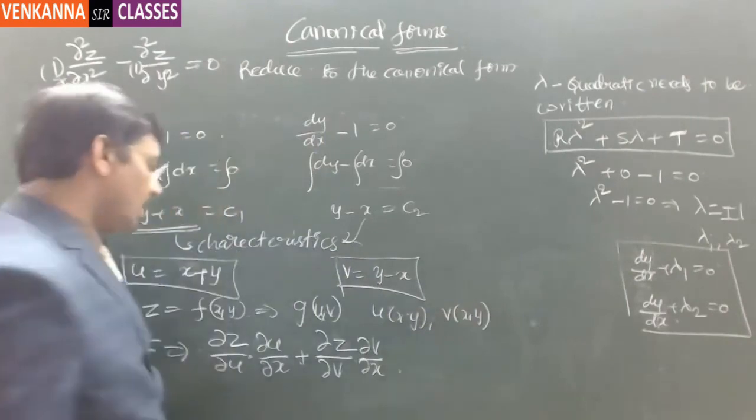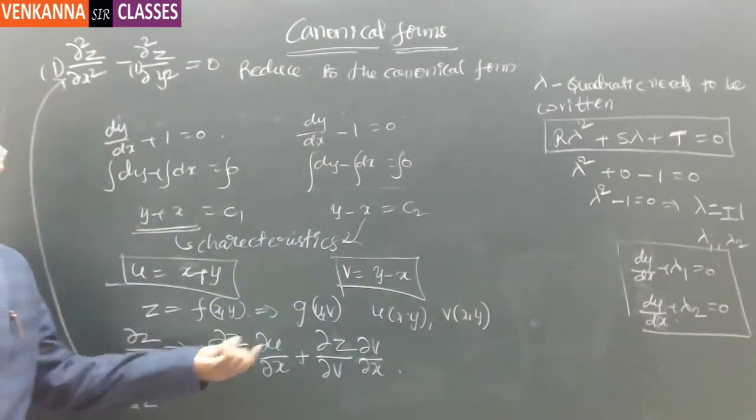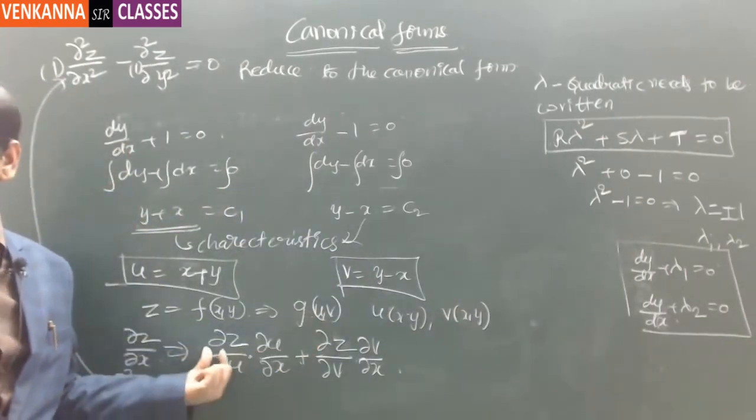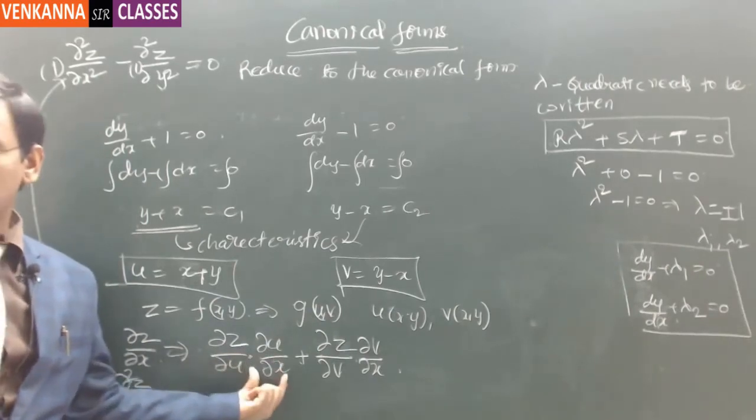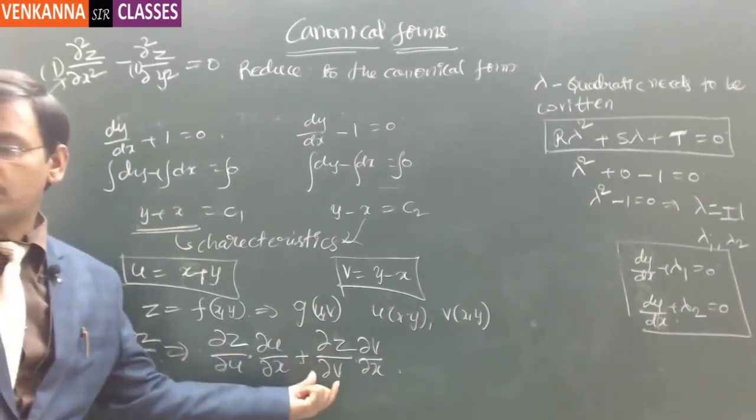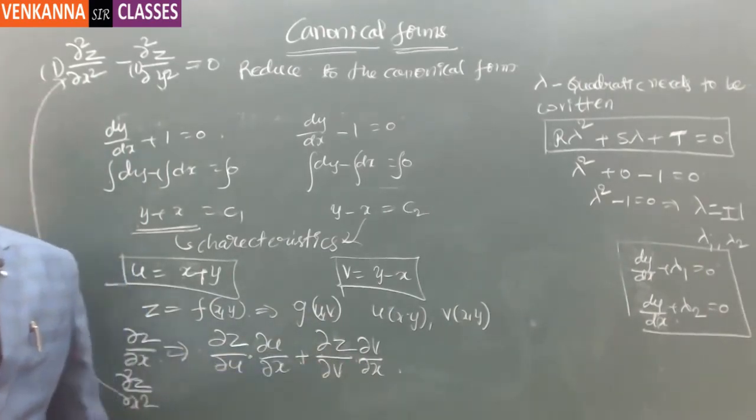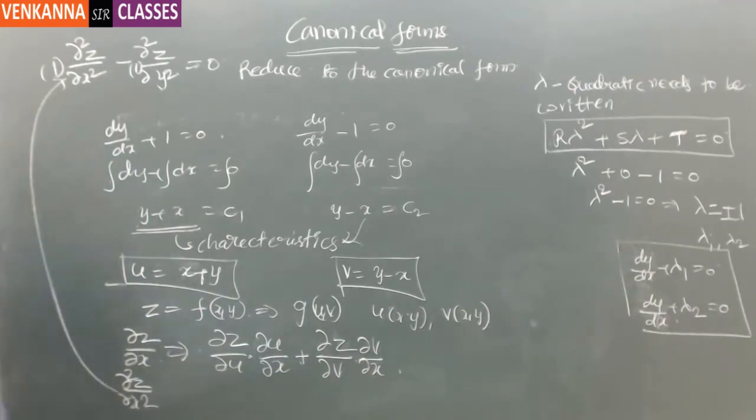Now you are trying to find ∂z/∂u, but u is a function of x, y. Hence ∂z/∂u into ∂u/∂x plus ∂z/∂v into ∂v/∂x. This is how you have to bring it in. Understood or not? Do you have any questions on this?